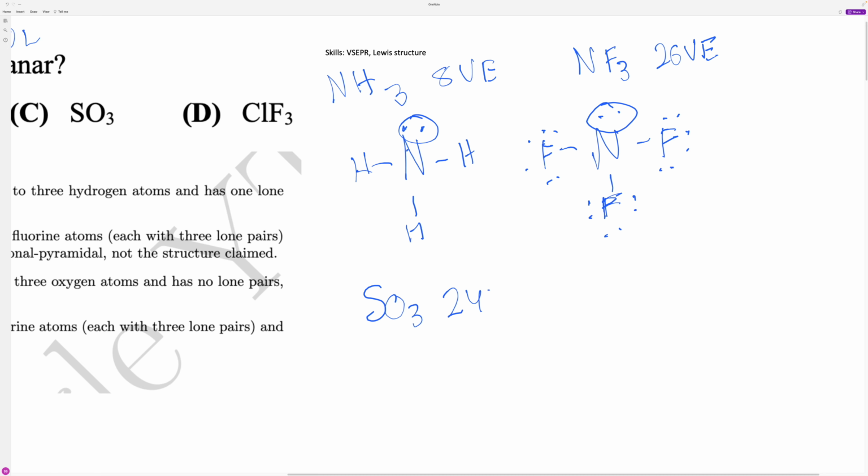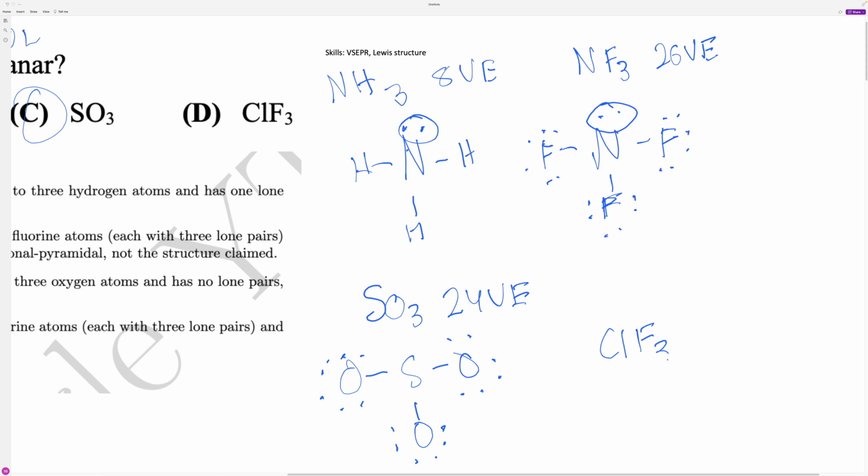This has 24 valence electrons, and if you draw the Lewis structure here, you get this type of structure, and that does follow trigonal planar. So our answer is going to be C, but I'm going to solve the rest just to show the process, I guess.